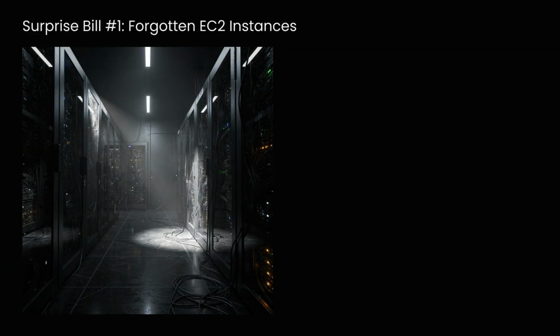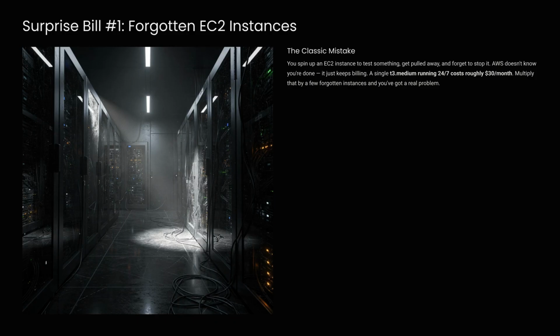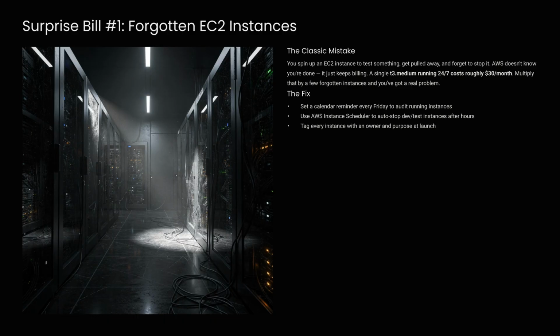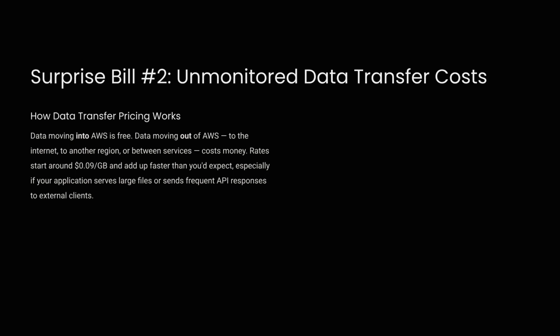Surprise bill number 1 is forgotten EC2 instances. Leaving an instance running costs money, such as a T3.medium at roughly $30 per month. You can fix this by auditing running instances weekly, using the AWS Instance Scheduler, and tagging every instance with an owner and purpose. Surprise bill number 2 is unmonitored data transfer costs.